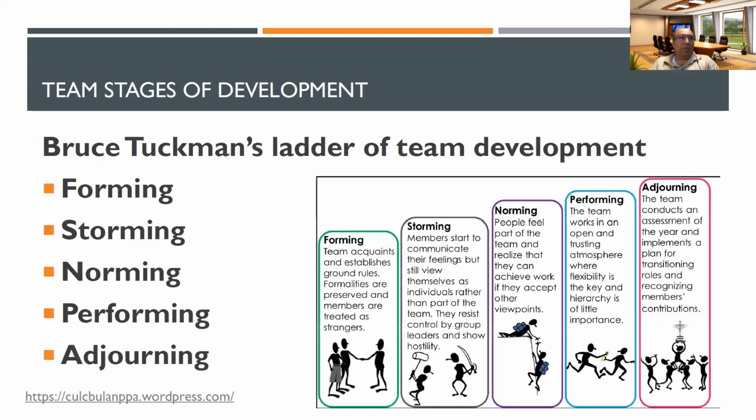So, team stages of development. Bruce Tuckman's ladder of team development. Maybe you read about these before. There's forming, storming, norming, performing, and adjourning. So these are different levels of team development. First of all, we have forming. Forming is you bring together different people.